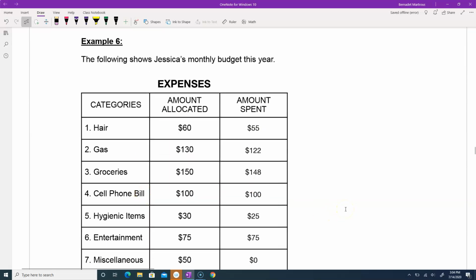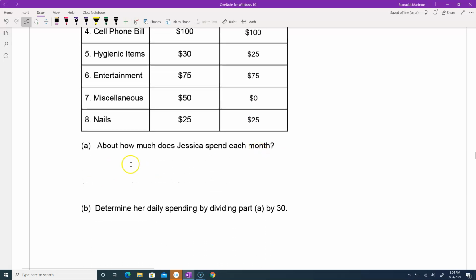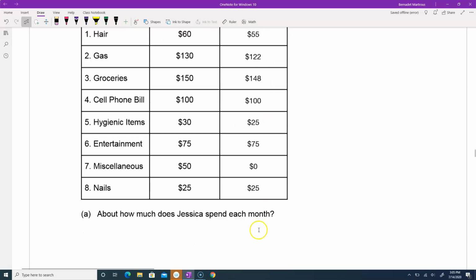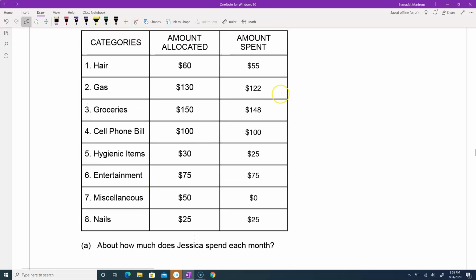Now, example number 6. The following shows Jessica's monthly budget this year. And the second column here, we have month allocated, and the third one is amount she spent. About how much does Jessica spend each month? What that means, we need to add all of these, but it says about how much, so we have to round all of these.